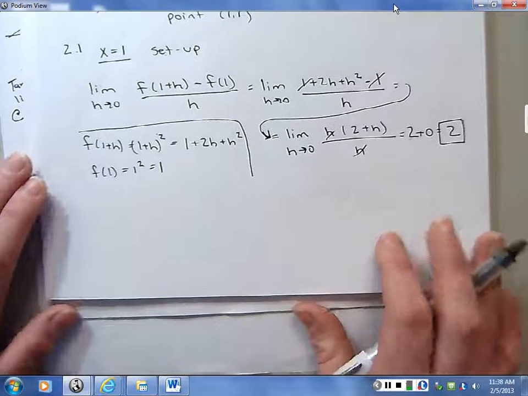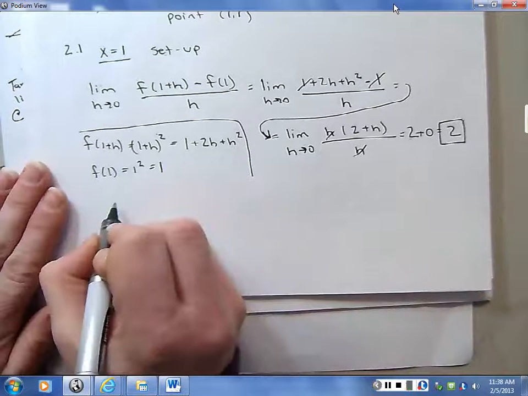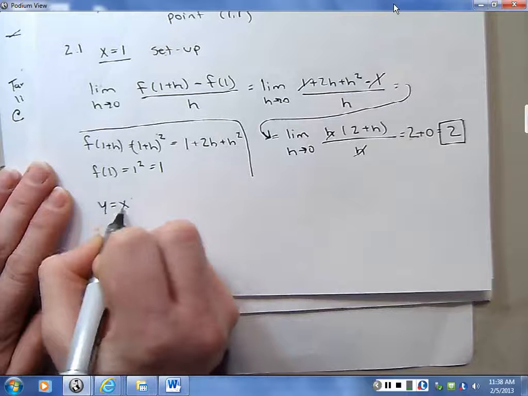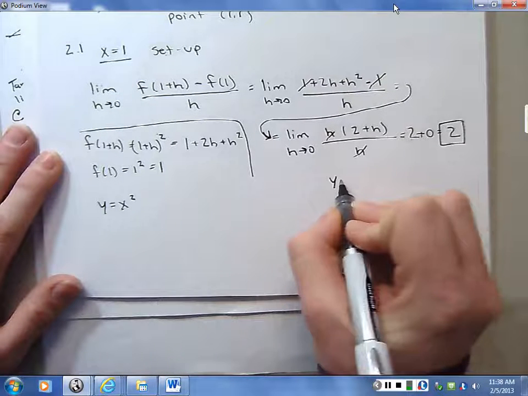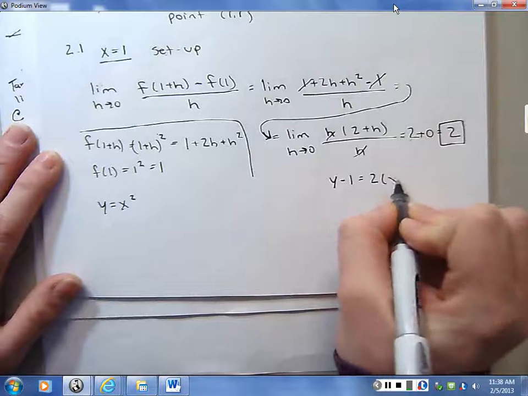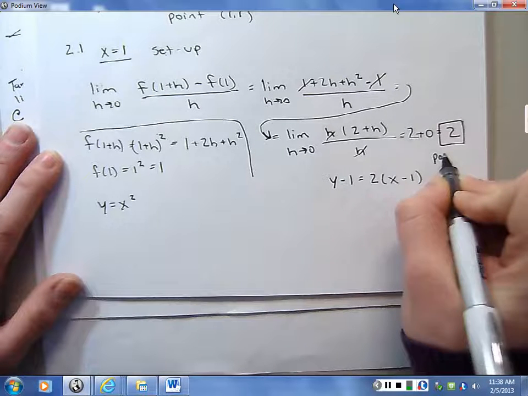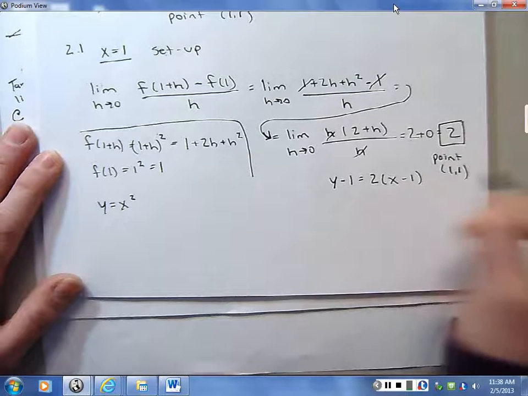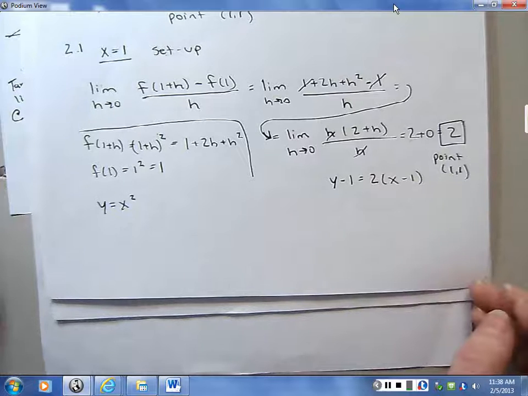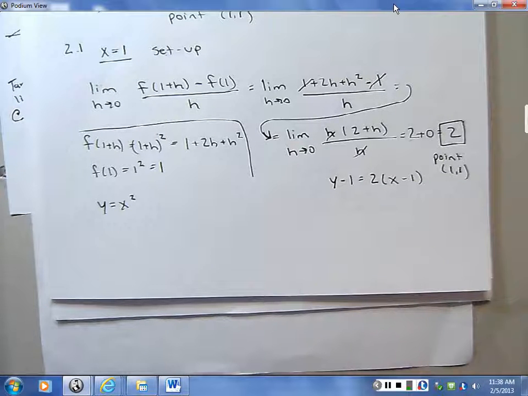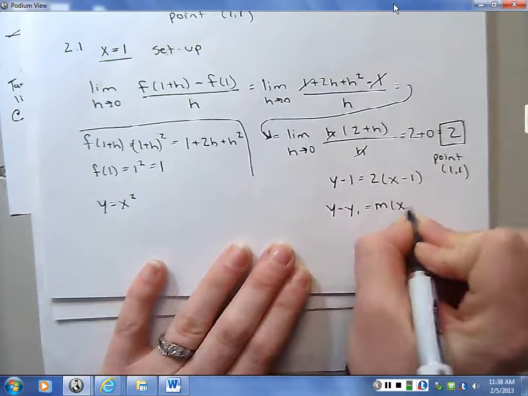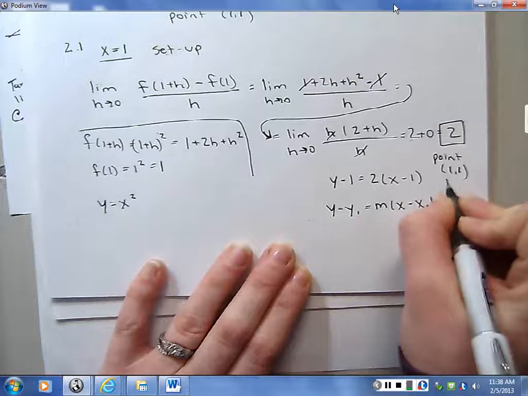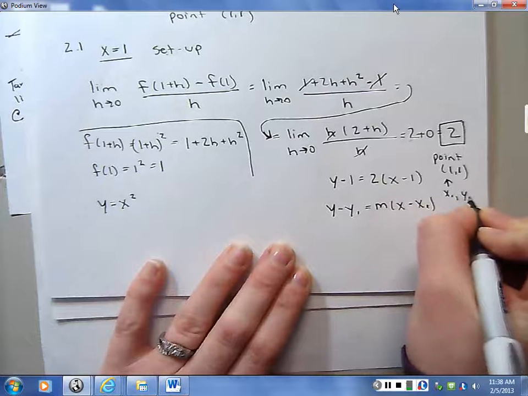Well, let's do the same thing at x equals 2. So y equals x squared. If I want the equation here, I have y minus 1 equals 2 times x minus 1, because I have a slope and a point, right? Are you guys comfortable with doing that at this point? With a slope and a point, you can find the equation of the line. Y minus y1 equals your slope times x minus x1. This is the point x1 comma y1.